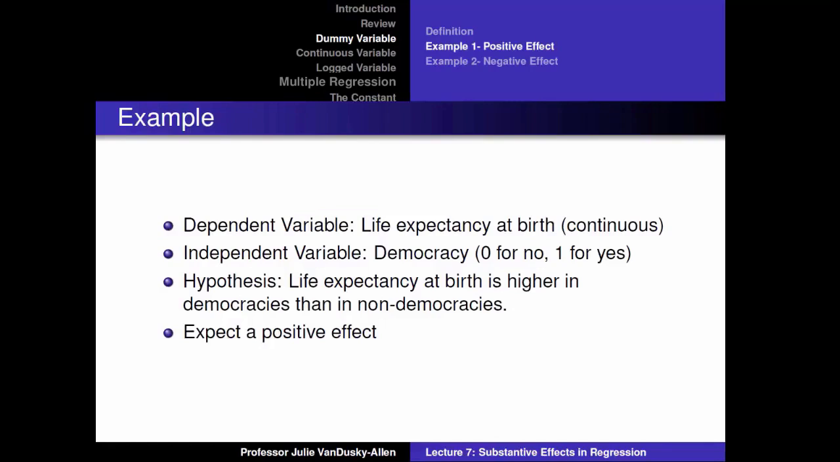In order to demonstrate how to interpret a dummy variable in a regression, I will use the following example. Imagine you are conducting a study where life expectancy at birth is the dependent variable and democracy is the independent variable. Democracy is a dummy variable. It is coded 0 for non-democracies and 1 for democracies. Your hypothesis is life expectancy at birth is higher in democracies than in non-democracies. In other words, you expect democracy to have a positive effect on life expectancy.